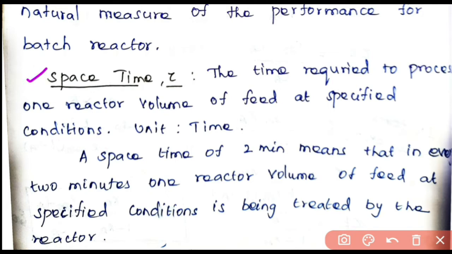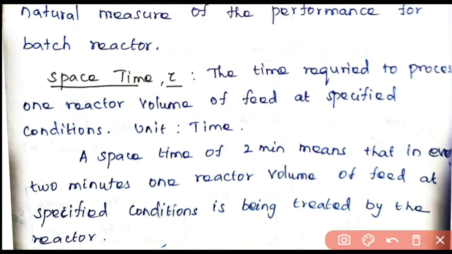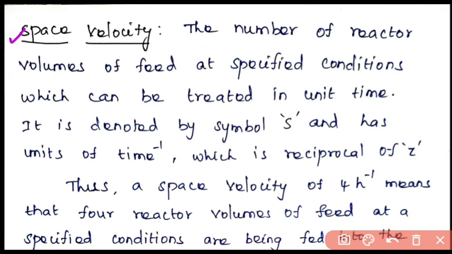Tau is nothing but the time required to process one reactor volume of feed at specified conditions. And the unit for space time tau is time. For example, a space time of 2 minutes means you need 2 minutes to treat one reactor volume of feed at specified conditions.